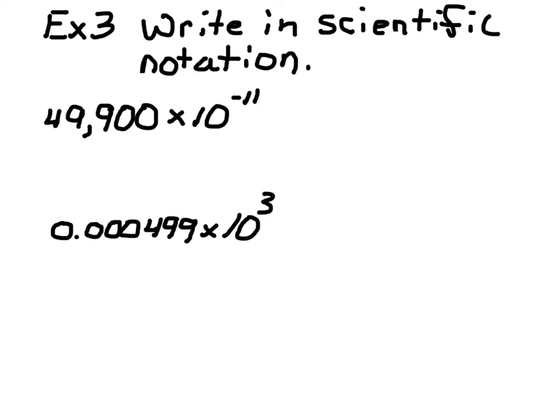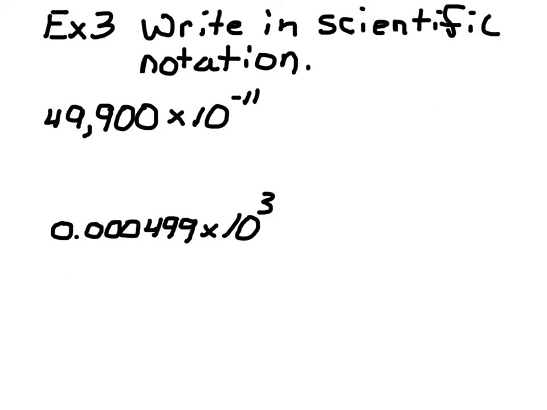All right, keeping this in mind, let's look at our last example. Write in scientific notation. Now, as you look at these two, you might say, hey, wait a minute, these are in scientific notation. But there's one thing on why they're not in scientific notation. Notice that the number isn't between 1 and 10. All right? So that's why they're not in scientific notation. They're close.